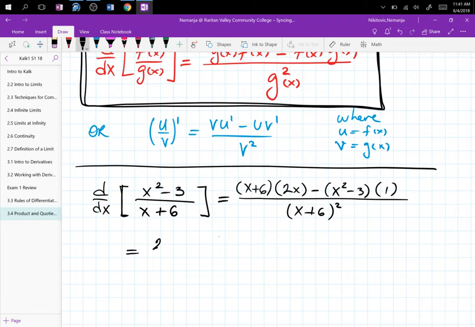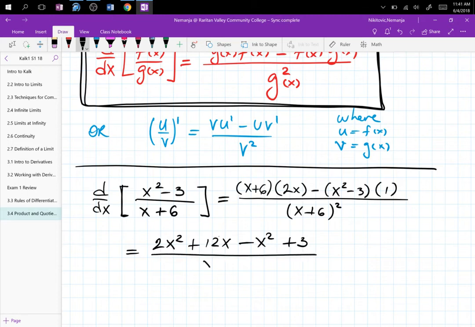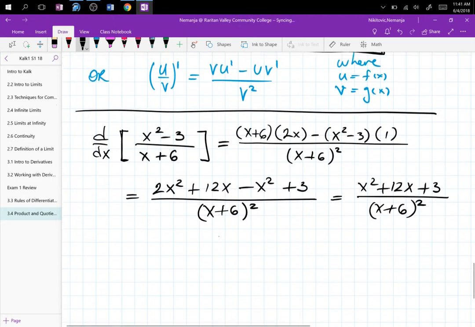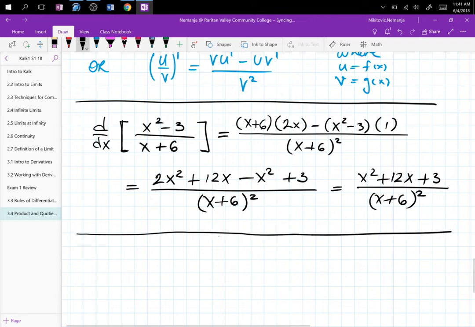So now we have to multiply everything. We have 2x squared plus 12x, and then minus x squared, and then plus 3, everything divided by x plus 6 squared. And on the top I have x squared plus 12x plus 3, divided by x plus 6 squared. And that will be the end of it. Sometimes you might be able to factor this and cancel. In this case, no, but in some cases you might be able to.